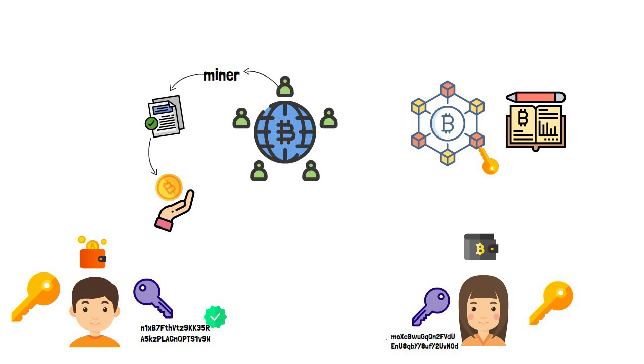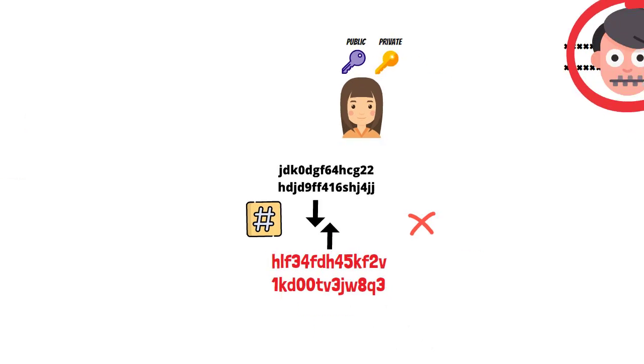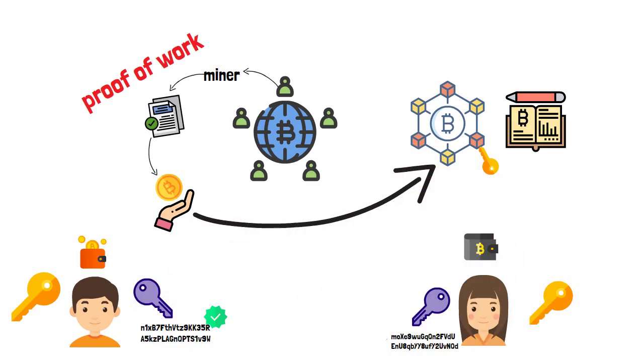This system is called proof of work and is specific to Bitcoin. Other currencies use other systems. The miners basically validate the transaction the same way Alice validates the digital signature of the email she received from Bob. Once the transaction is validated, it's put on the blockchain and will remain there forever.